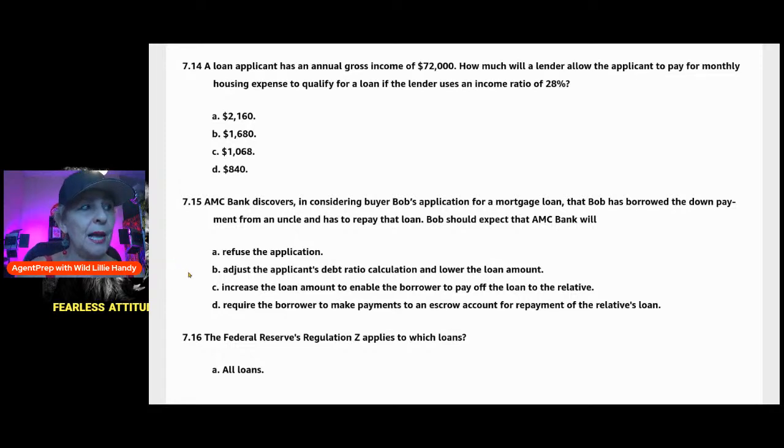A, refuse the application. B, adjust the applicant's debt ratio calculation and lower the loan amount. C, increase the loan amount to enable the borrower to pay off the loan to the relative. Or D, require the borrower to make payments to an escrow account for repayment of the relative's loan. So what will the lender do, or what can the lender do in order to provide a loan to that buyer?